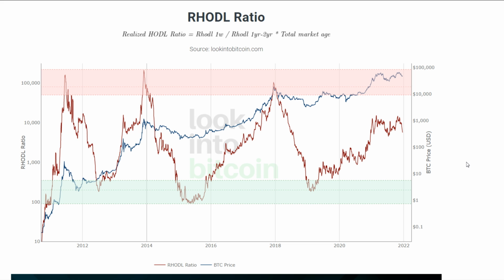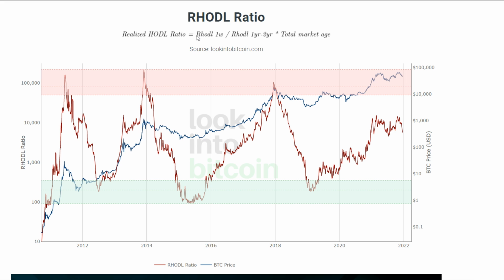And now checking out this important Bitcoin chart, this chart shows us the realized HODL ratio. And this realized HODL ratio basically compares between two different HODL bands. More specifically, it's the 1 week HODL band divided by the 1 to 2 year HODL band times by the total market age. And if you're wondering what the HODL bands are, that's basically how long a certain piece of Bitcoin goes without getting spent, also known as unspent transaction outputs.